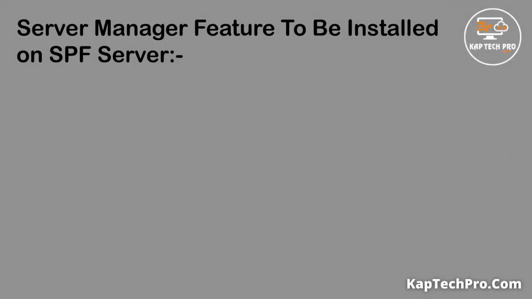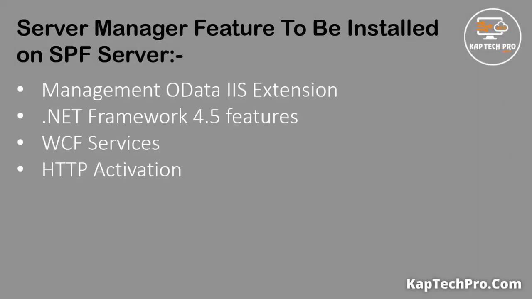Now there are a few features which we have to install, like the Management OData IIS extensions. It's a framework for easily exposing Windows PowerShell cmdlets through an OData based web service running under IIS. Then we have .NET Framework 4.5 features. Then we have WCF services, which is again a framework for building service oriented applications. While using the WCF service, we can send data as an asynchronous message from one service endpoint to another. Then we have HTTP activation. Basically it allows the developer to choose the most appropriate protocol for their need.